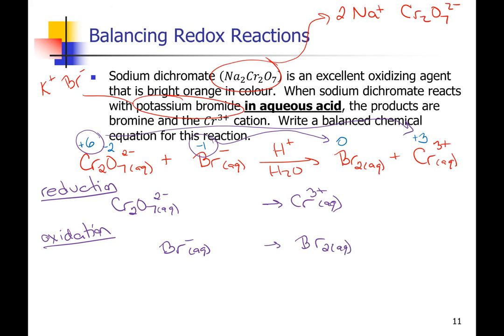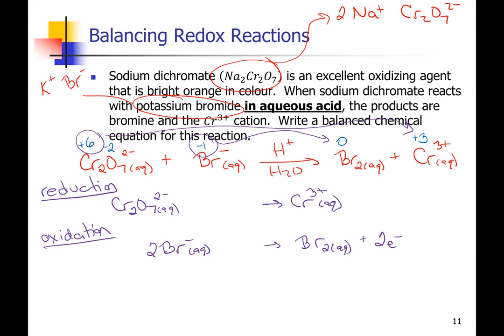I can balance those in either order, doesn't matter. I'm going to start with the bromine one because it looks easier. I start off by balancing all my atoms that aren't oxygen or hydrogen, so bromine it is. I need 2 bromide ions in order to produce the bromine molecule containing 2 bromine atoms. Now all of my atoms are balanced. I just have to balance my charge, and to do that I add 2 electrons on the product side. This is a loss of electrons. I expected to see the electrons on the product side.